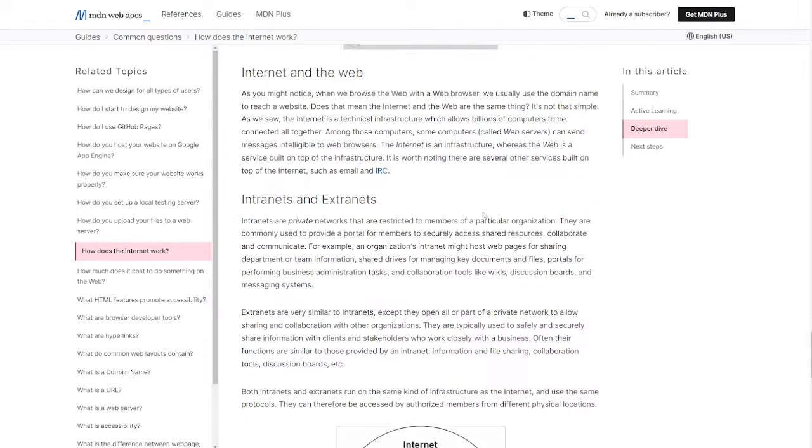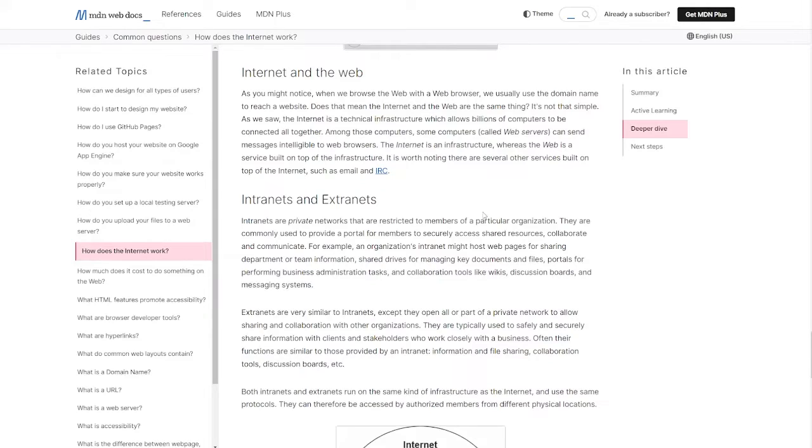Internet and web. As you might notice, when we browse the web with a web browser, we usually use the domain name to reach a website. Does that mean the internet and the web are the same thing? It's not that simple. As we saw, the internet is a technical infrastructure which allows billions of computers to be connected all together. Among those computers, some computers called web servers can send messages intelligible to web browsers. The internet is an infrastructure, whereas the web is a service built on top of the infrastructure.